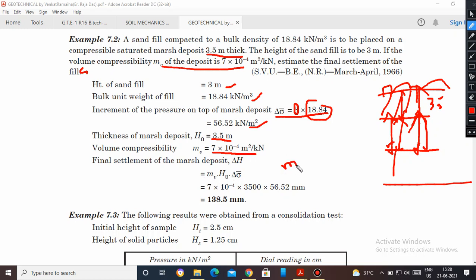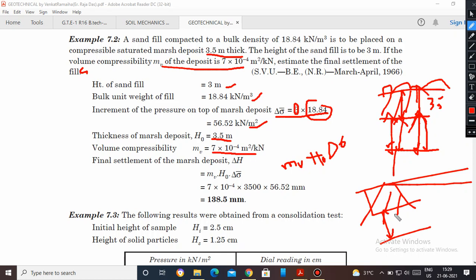We have the formula: settlement equals mv times h naught times delta sigma bar, where 3.5 meter is the thickness of the clay layer. Above this, the 3 meter sand fill is there. The sand fill creates pressure on the soil mass, as does the overlying material. Hence the final settlement equals mv times h naught times delta sigma bar, where mv, the coefficient of volume compressibility or coefficient of volume change, equals 7 × 10⁻⁴. H naught is the initial thickness of the soil layer, 3.50 meter, that is 3500 mm, and delta sigma bar is the effective pressure acting on the soil mass due to the overlying material, that is 56.52.